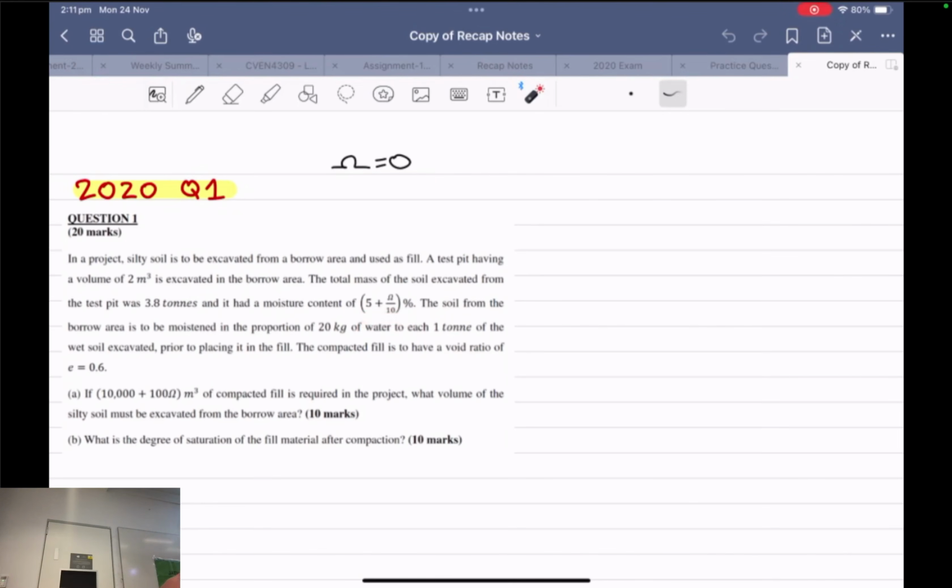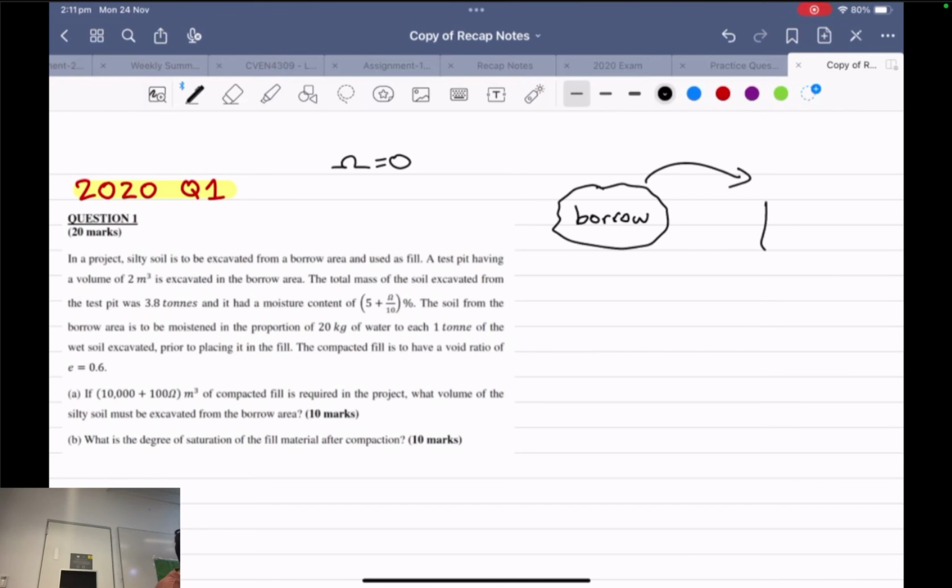The soil from the borrow area is to be moistened at 20 kilograms to each ton of wet soil excavated before it's put into the fill. The compacted fill is to have a void ratio of 0.6. Whenever you start these questions, always try and visualize what's happening. It's saying that you're excavating soil from a borrow area. So imagine you had some untouched soil, right? This is a borrow. And you're excavating soil from there and putting it into a fill.